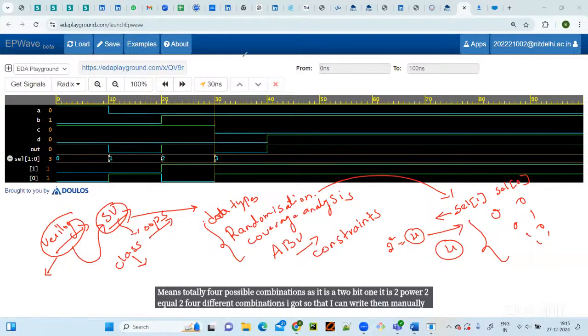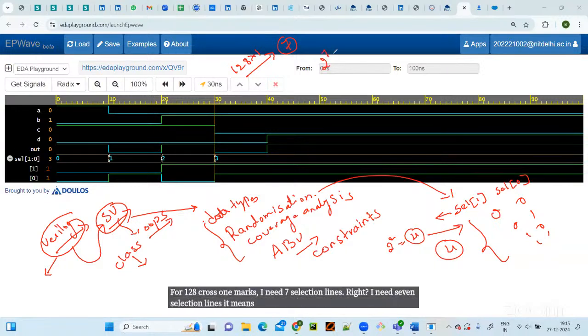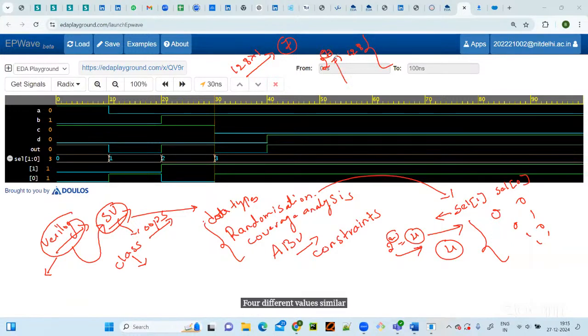What if I am writing code for, let us assume, a 128 cross 1 mux? For a 128 cross 1 mux, I need 7 selection lines. It means that I have to write 2 power 7 equal to 128 different input combinations. If it is a 2-bit vector, I am getting 4 different values. Similarly, if it is a 7-bit vector, I will be getting 128 different values.